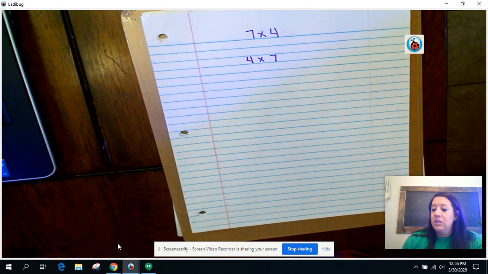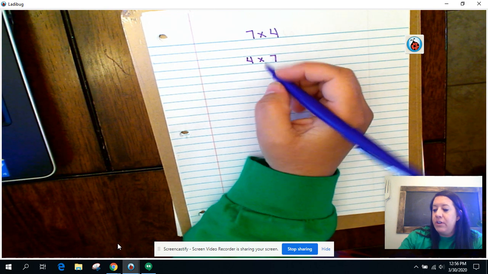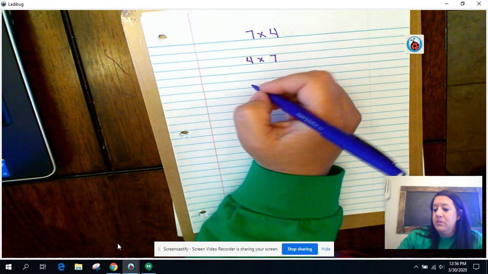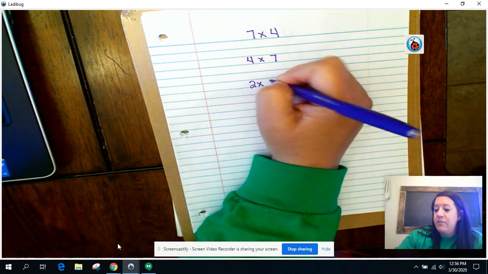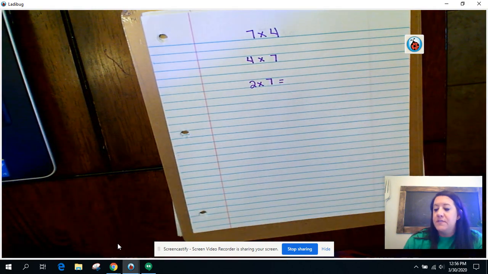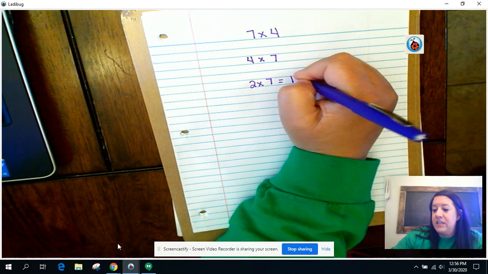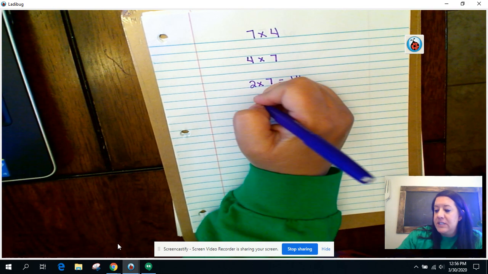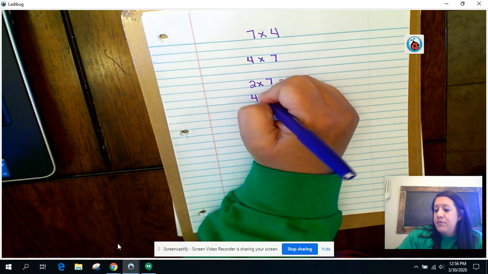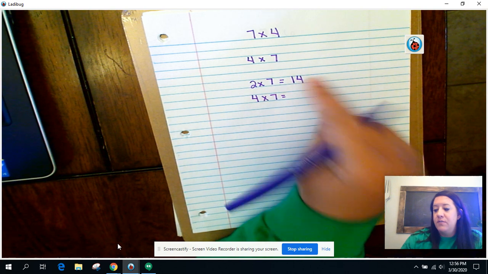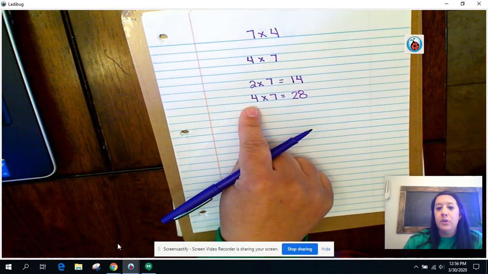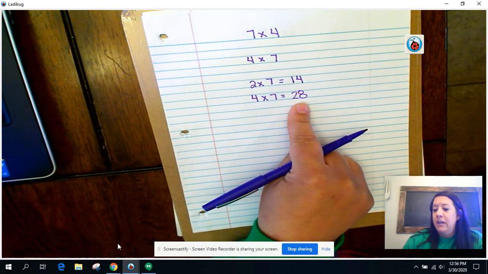Then from there, if you don't already know this problem, you should know that for your fours facts, we work up. So we use the double double. So you're going to work up from two groups of seven is 14. Then from there, you're going to double your 14. So four groups of seven is 14 double, which is 28. So four groups of seven is 28.